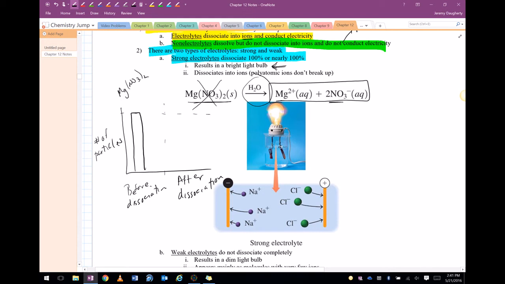Oh, I made a mistake here. Let me make this a little bit smaller. So let me take it right there. Okay, and I'll tell you why here in a second. So now there's the magnesium nitrate. Now when it breaks up, it's going to break up into the magnesium ion, and then it's going to break up into the nitrate ion.